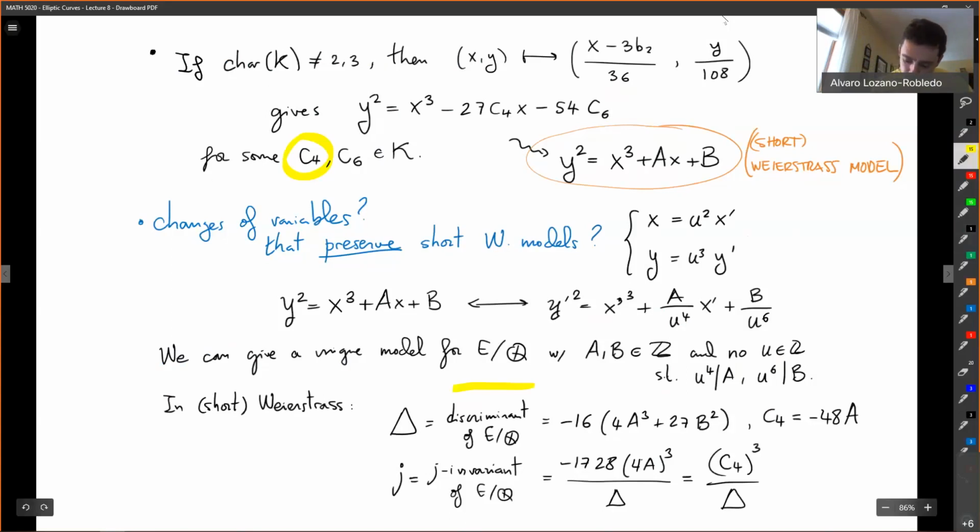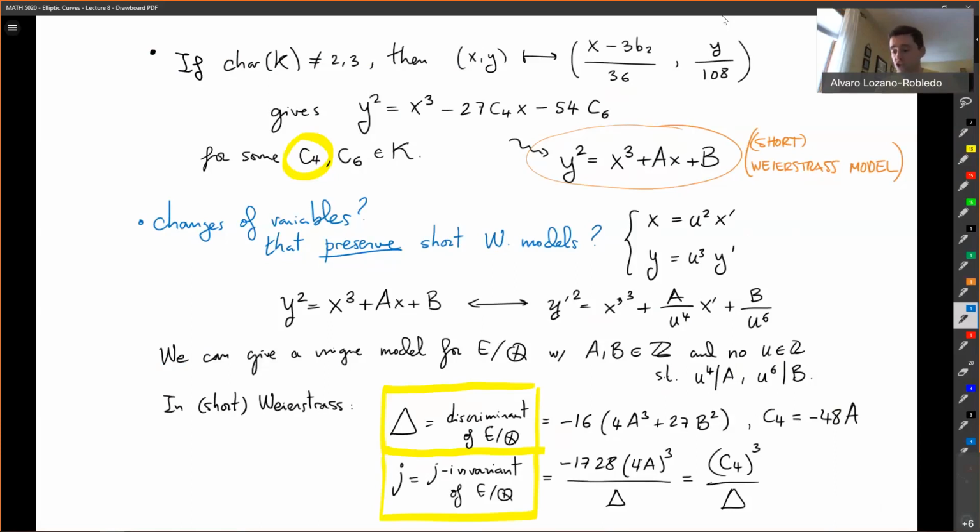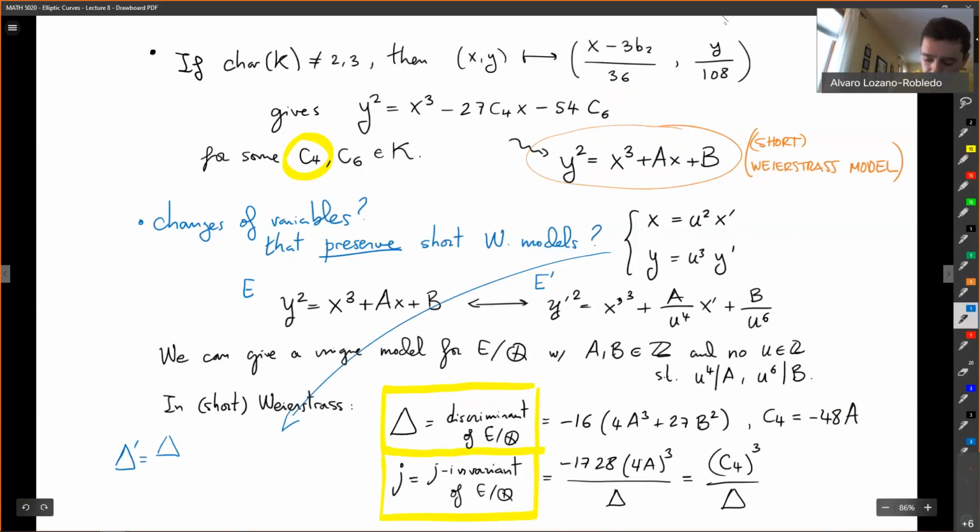So these are two very important quantities. The discriminant and the j-invariant are very important for elliptic curves in general. Now, it turns out, so how do they change? When you do one of these changes of variables, how do the discriminant and the j change? It turns out that in the new model, so if this was E and this is E prime, then the relationship is that the new delta changes by a 12th power of u.